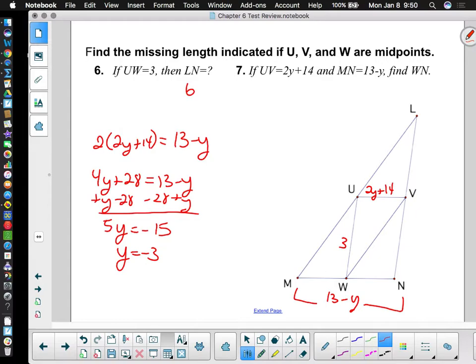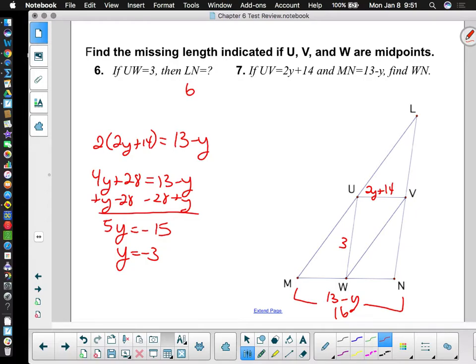Is that a problem? Is y being negative a problem? Well, a length can't be negative. Could the value of y be negative? Yes, it could be. That's okay. Because 13 minus negative 3 makes this whole side how long? 16. So it's minus a negative. 13 minus negative 3. Okay, minus a negative is plus.